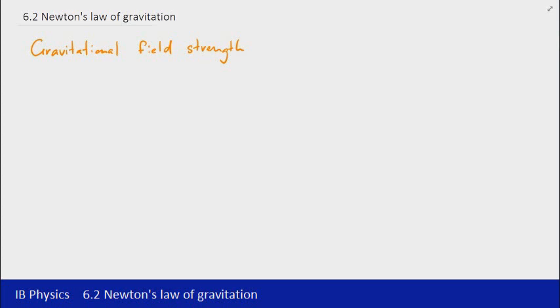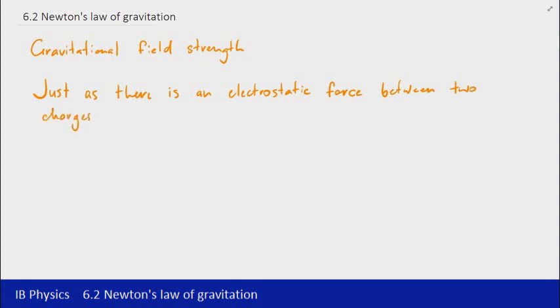In subtopic 5.1 on electric fields, we were looking at electrostatic forces and the electrostatic field that goes along with that. In this subtopic 6.2 on gravitation, we're going to look at gravitational fields. Just as there is an electrostatic force between charges, we have a similar force that we can talk about to do with masses. With electrostatic force, we're looking at the force that exists between two charges. We'd need to know how much charge there is, the distance apart that they are.